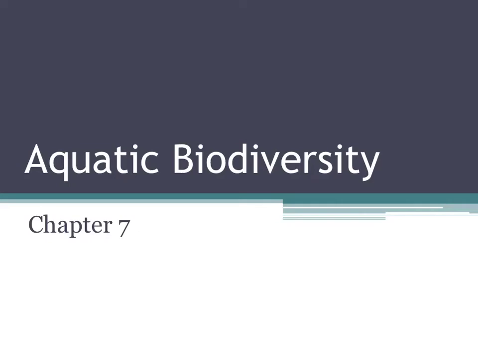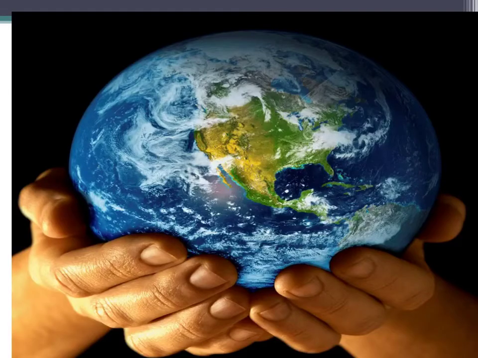Chapter 7 of AP Environmental is going to deal with aquatic biodiversity, really in two parts. The first part is marine ecosystems, and the second part is freshwater ecosystems, of which we are much more familiar, living where we do. You can see a picture of a person holding up our blue planet.